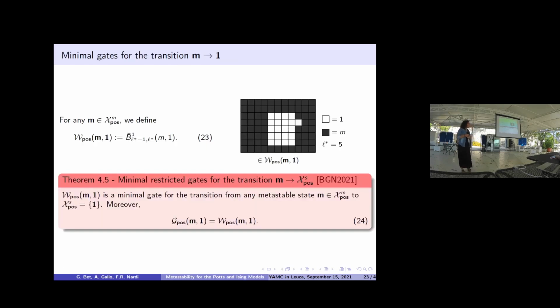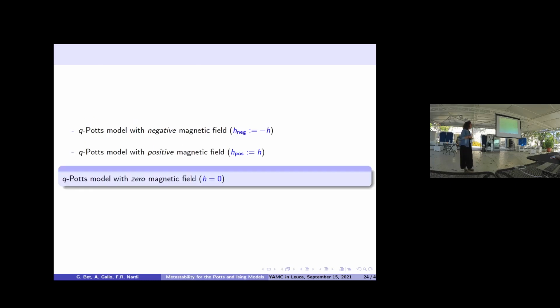Also in the positive scenario, we geometrically identify the union of all the minimal gates related to the metastable transition from any metastable state to the unique stable configuration of the energy landscape. Also in this case, a critical configuration is given by a state in which all the vertices have spin value equal to m, except those that are 1 in this critical droplet, that is a quasi square, L star minus 1 by L star, with a unit protuberance attached to one of the longest sides.